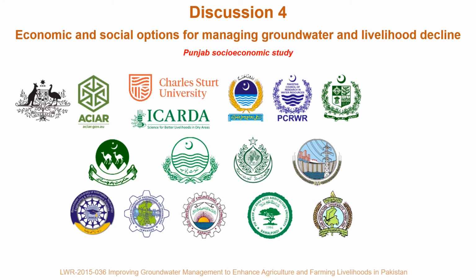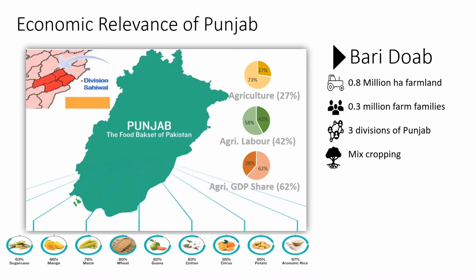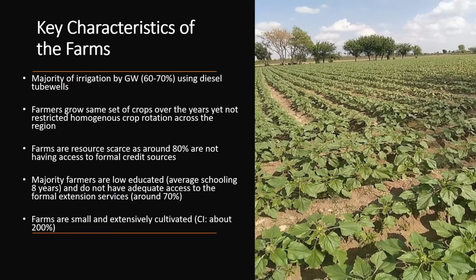The topic of my presentation is economic and social options for managing groundwater and livelihood decline in Punjab. Punjab is considered the food basket of Pakistan, and in Punjab, Bari Doab is the study area, having 0.8 million hectares of farmland. 0.3 million farm families depend on the agriculture sector, and this Bari Doab has mixed cropping patterns.